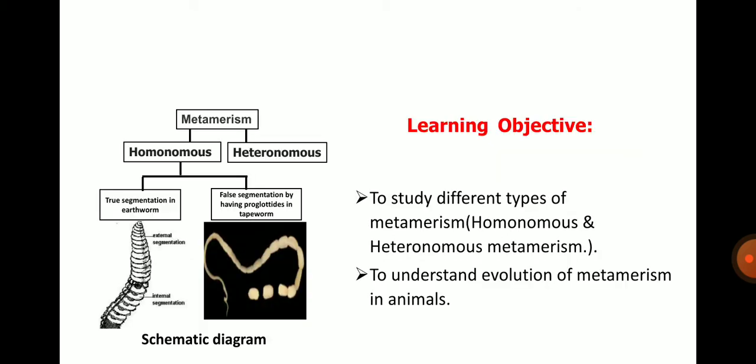And the learning objectives are to study different types of metamerism, that is here homonymous and heteronomous metamerism, and to understand the evolution of metamerism in animals.